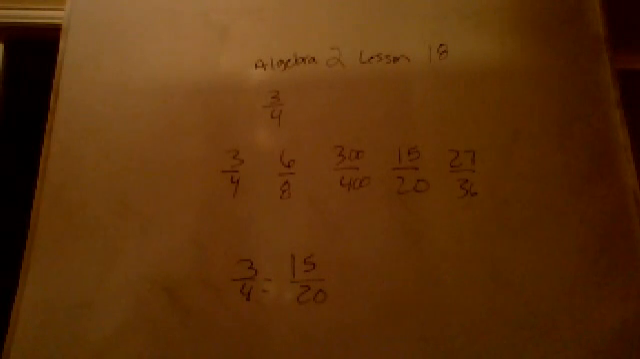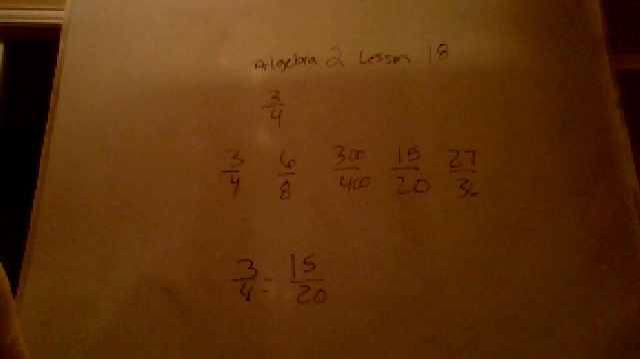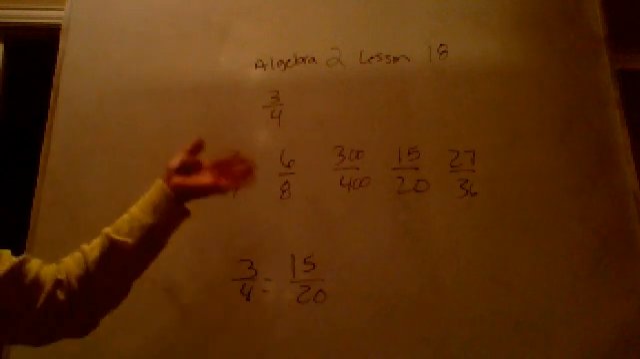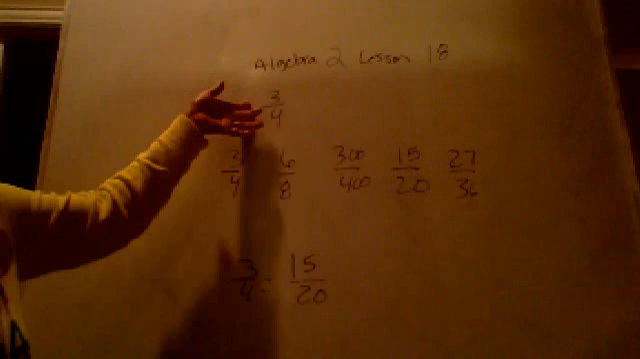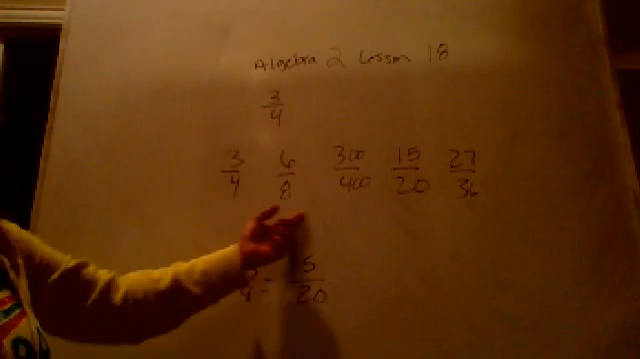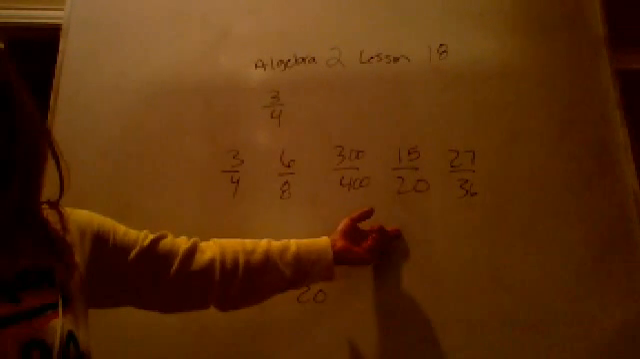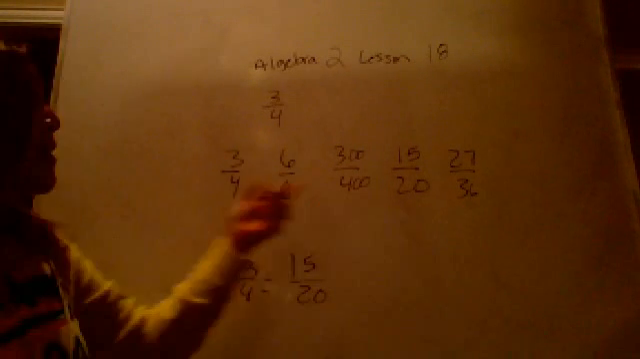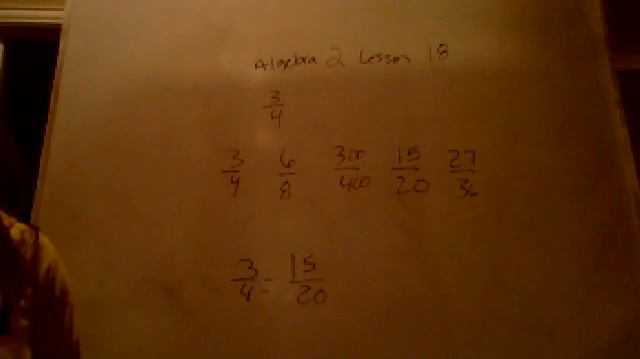Okay, this is Algebra 2, Lesson 18. Today we're going to talk about ratio word problems and similar triangles. Now, what is a ratio? It's a comparison of two numbers that can be written as a fraction. For instance, 3/4. The ratio is 3 to 4. All these right here are different ways to designate the same ratio. If you reduce them, they all equal 3/4.